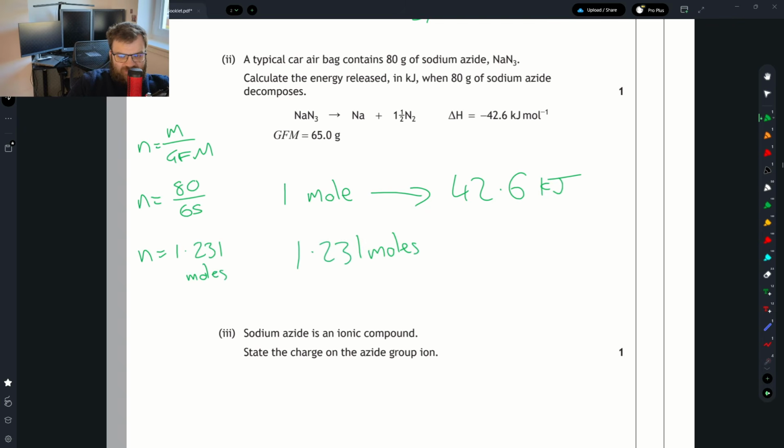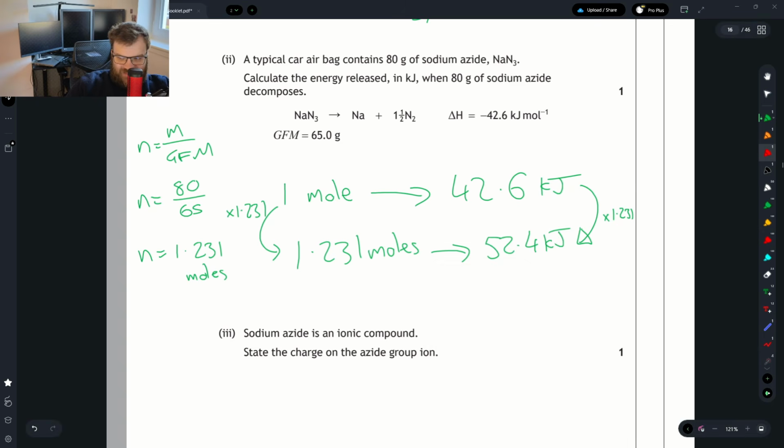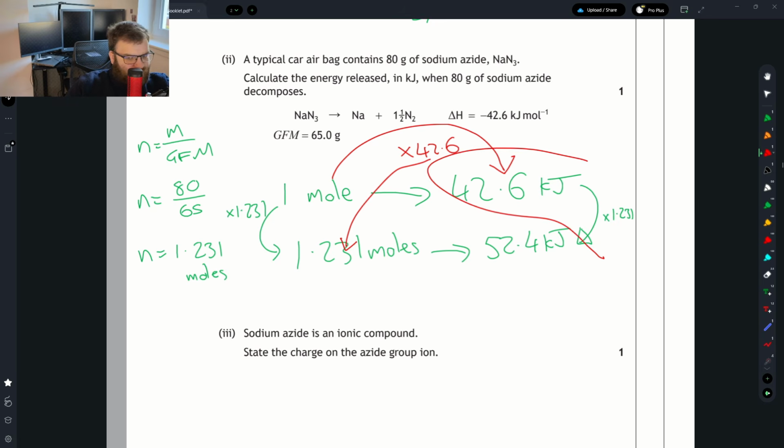If 1 mole gives off 42.6, then 1.231 moles must give off more than that. You go from 1 to 1.231, we can multiply it by 1.231, then that will give us 42.6 times that as well. Gives me 52.4 kilojoules. Alternative routes to get to the same answer. If you look from left to right, we could times this by 42.6, which would mean we would do the same to 1.231, which is what we did here, just in a different order.